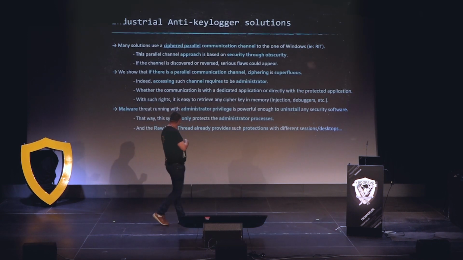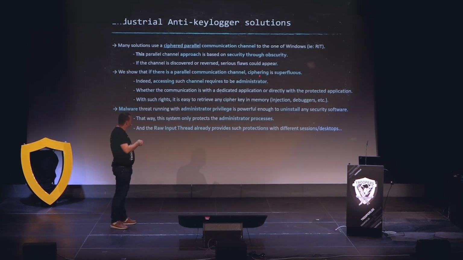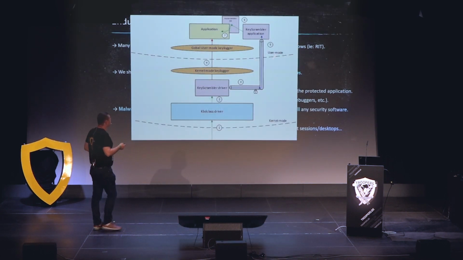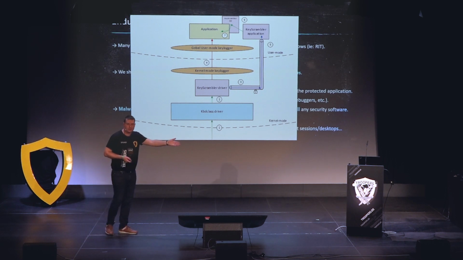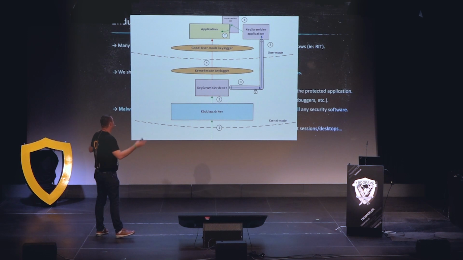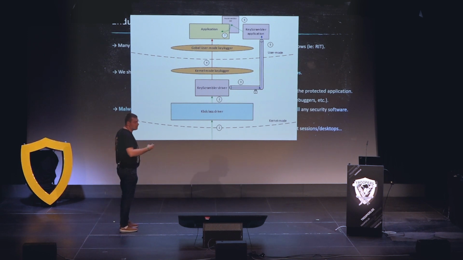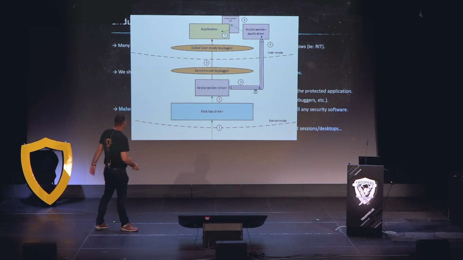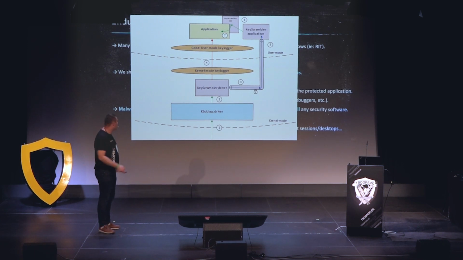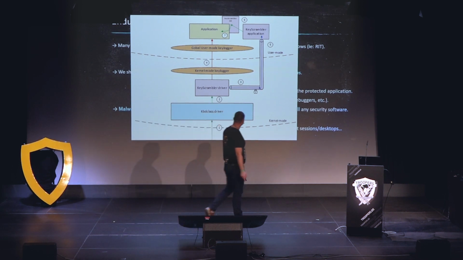Why? Let me explain the situation. If there is a parallel communication channel, ciphering is superfluous. Why? Because there are two possibilities. If anyone can access this channel, ciphering or not, you can directly access the memory of the application which is using this secure channel and retrieve the cipher keys. So it doesn't work. So you need to have a protection. Which application is protected by default against any DLL injection to retrieve cipher keys in memory? Administrators. That's cool. And if you secure your channel with administrators, only administrators can access it. It doesn't make any sense to do ciphering inside. It's just marketing, at best.